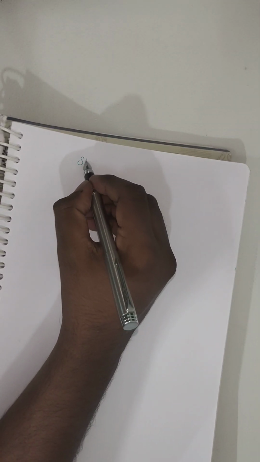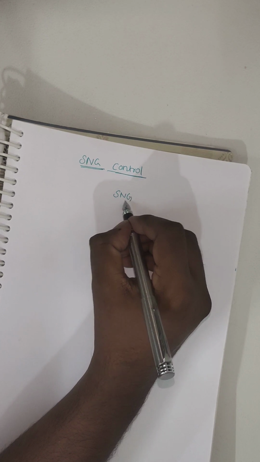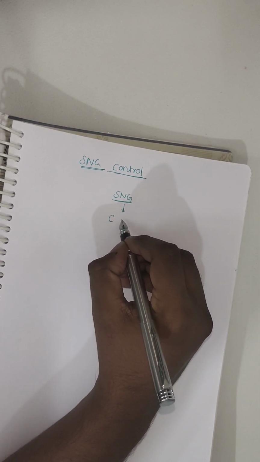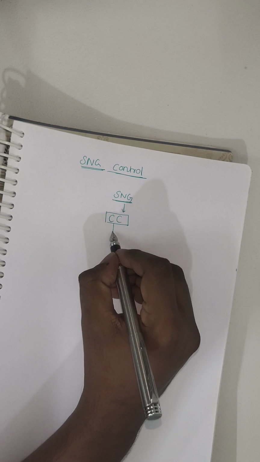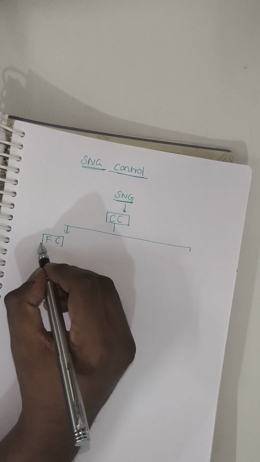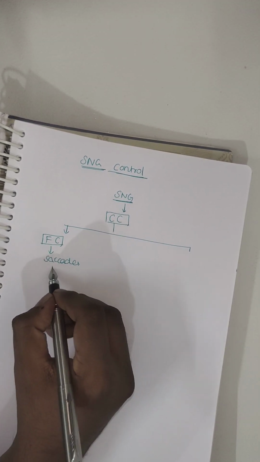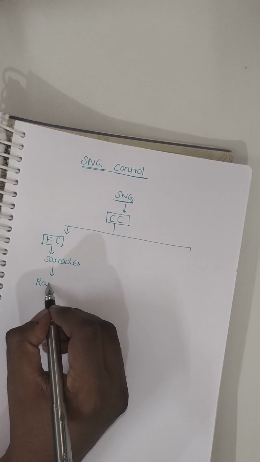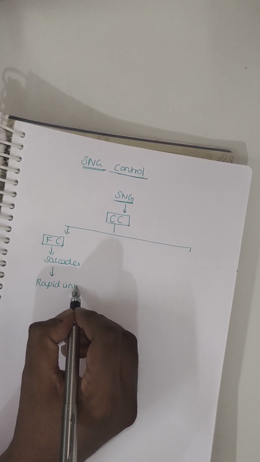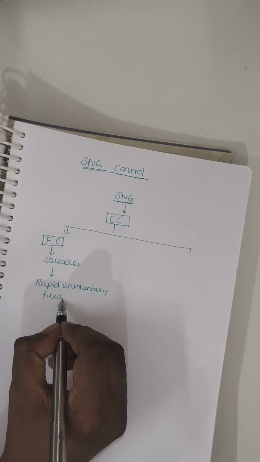Now let us see about supranuclear gaze control. Supranuclear gaze control is from the cerebral cortex. In the cerebral cortex, the frontal cortex initiates saccades. That is rapid, involuntary, fixating movement.